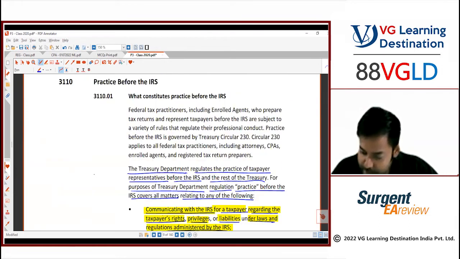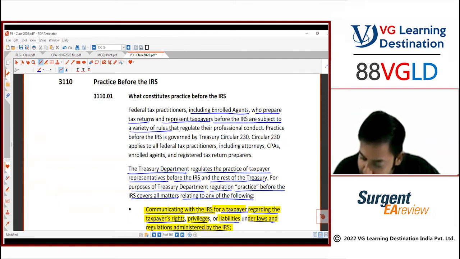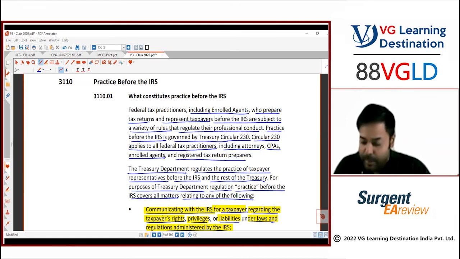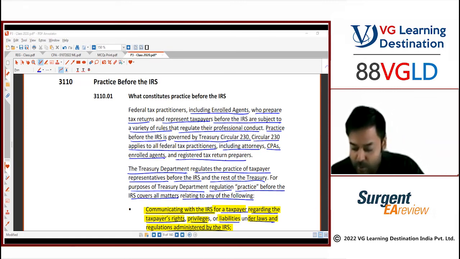One last point: federal tax practitioners, including the EA, who prepare tax returns and represent taxpayers before the IRS, are subject to a variety of rules that regulate their professional conduct. Practice before the IRS is governed by Treasury Circular 230, called TC 230, which applies to all tax practitioners, including attorneys, CPAs, enrolled agents, and registered tax return preparers. So it is not applied only to the EA, but otherwise also.